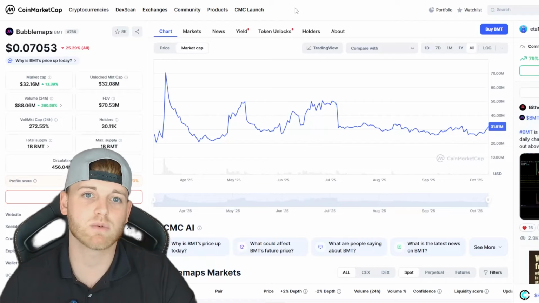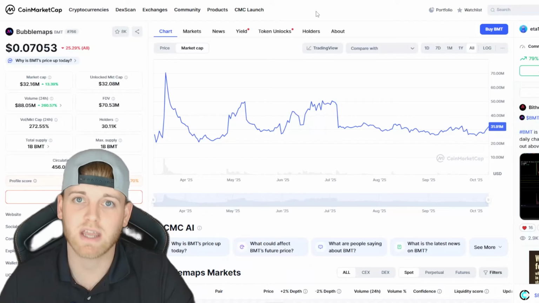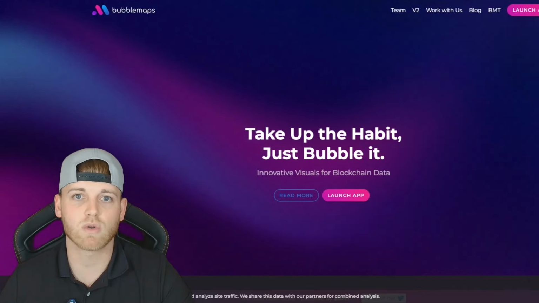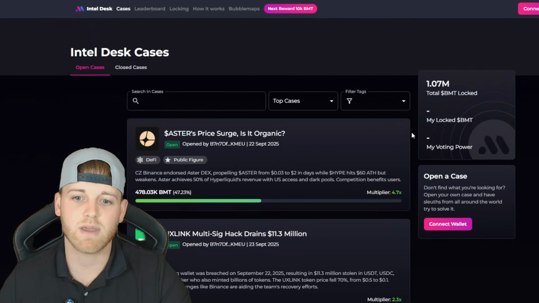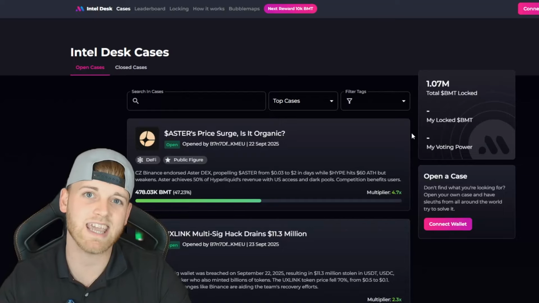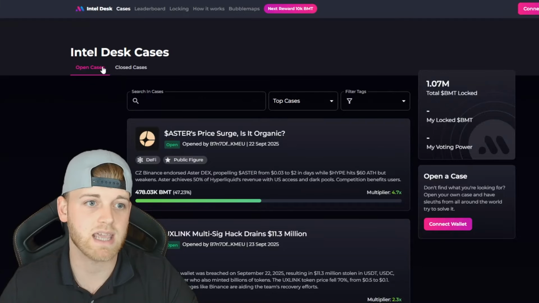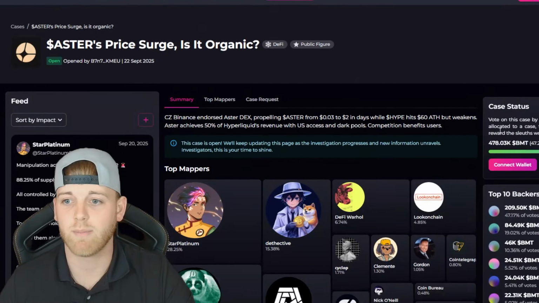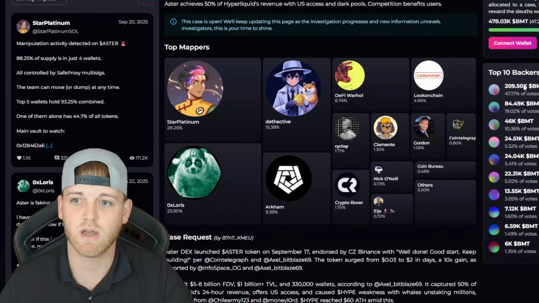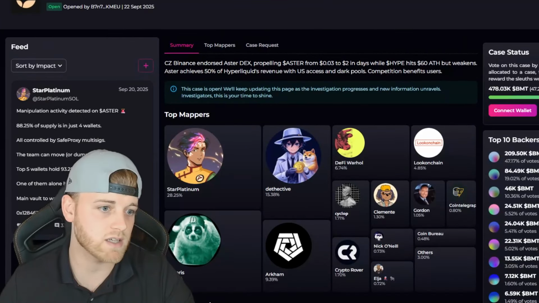Now, one of the things that I was looking into that Bubblemaps has launched, which is, again, if you have a coin, you need an ecosystem around it, and they've sort of launched this thing called the Intel Desk, and basically what this is, it essentially rewards people for looking into projects, and they get rewarded in BMT for looking into the projects themselves, right? And this basically creates an ecosystem because people are using it for voting power. They're using it to reward people, like the researchers, for example.